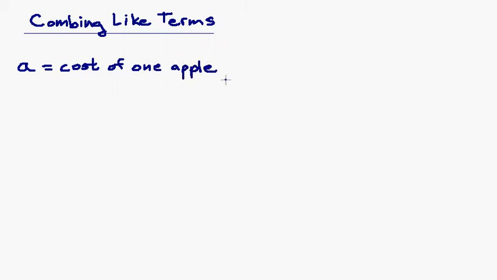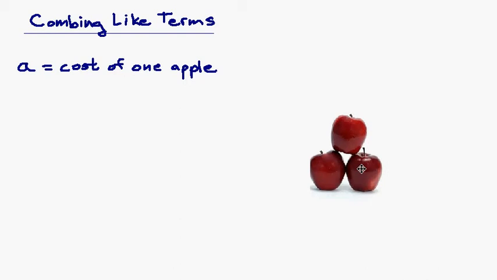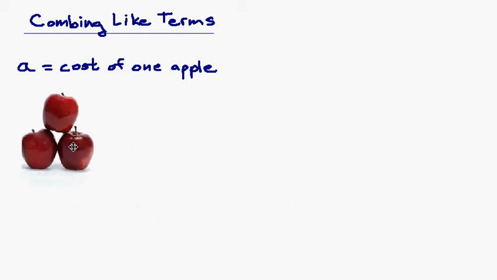And we're going to write an expression to represent the cost of a certain amount of apples. So for example, let's bring in some fruit to help us out here. There we go. We have 3 apples. So if A is the cost of 1 apple, how much would these 3 apples cost? Well, hopefully you said 3A. 3 times the cost of 1 apple would give us the cost of these 3 apples. So that's just an expression to represent the cost of the apples.